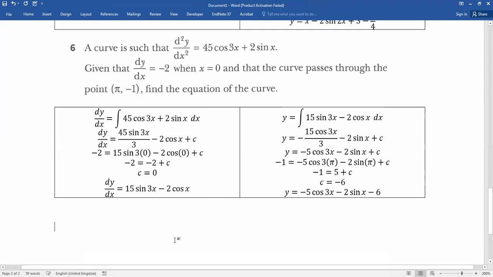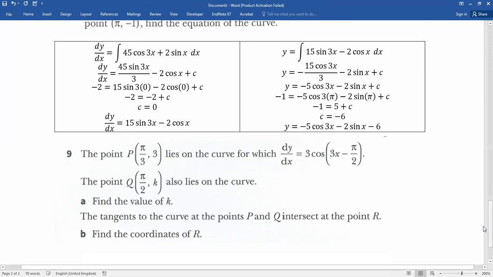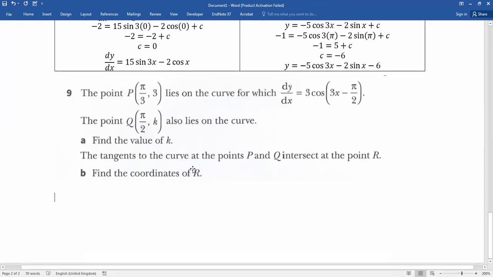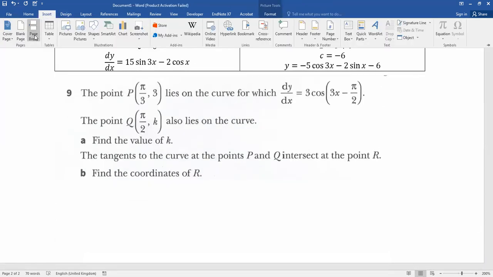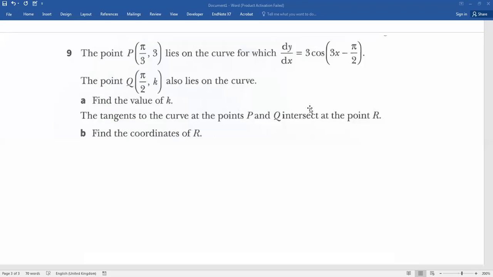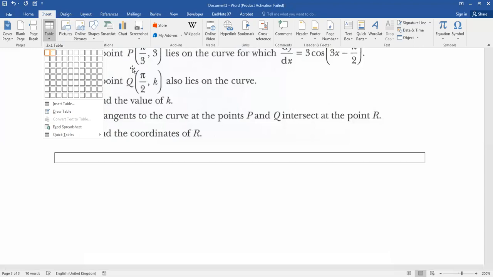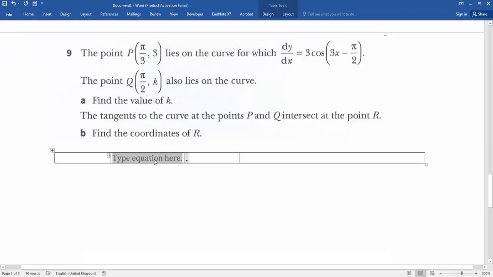Let's try number 9. Come to this one now. Understand the question. The question is telling us that P is this point and Q is this point, and Q also lies on the curve.